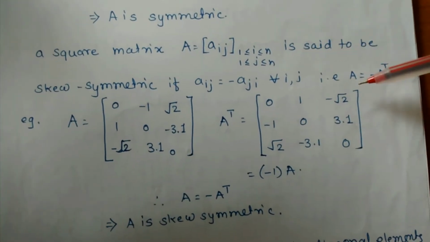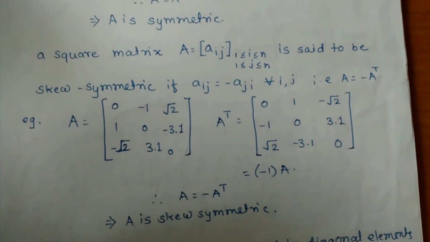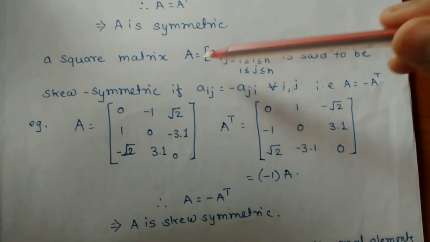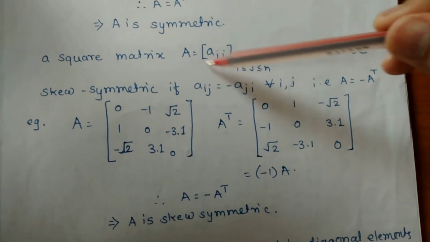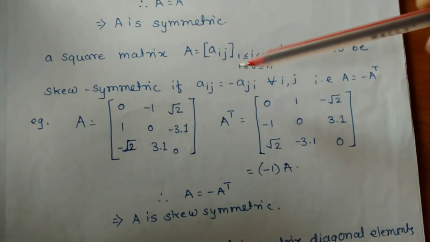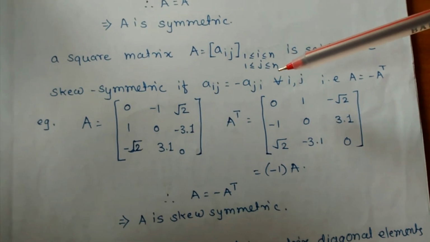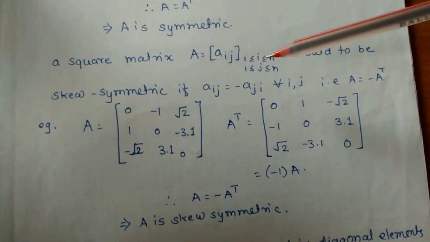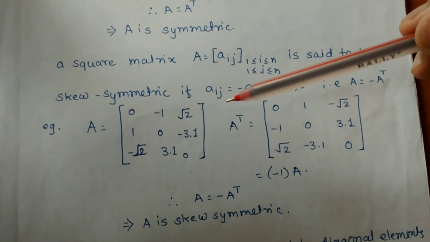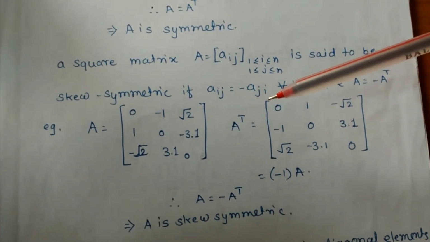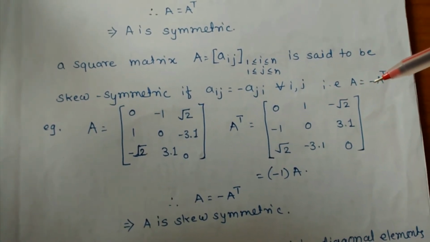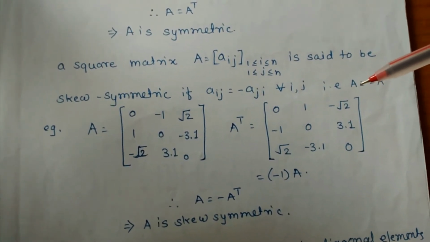Now we come to the next definition, that is, skew symmetric matrix. A skew symmetric matrix is basically a square matrix which is given as A equals [a_ij], 1 less than or equal to i less than or equal to n, 1 less than or equal to j less than or equal to n, that is, the row number and the column number range are the same. Such a matrix is said to be skew symmetric if a_ij is equal to minus a_ji for all i and j, that is, A equals minus A transpose.